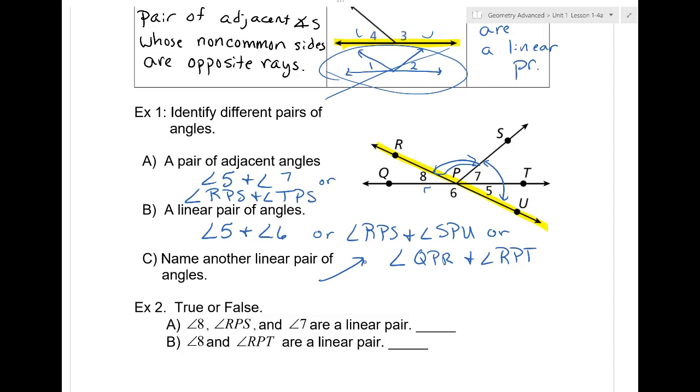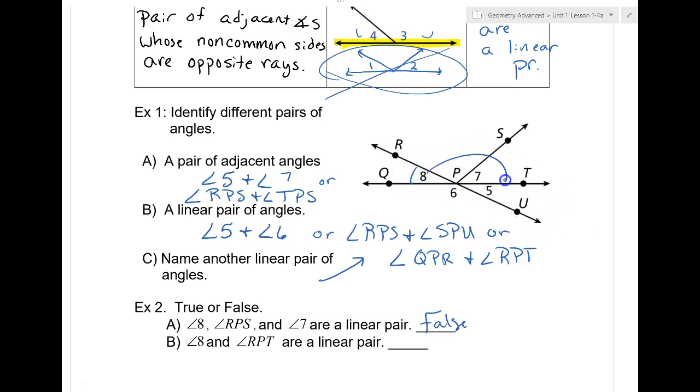Good stuff. Now, guys, you just had to be able to work with those. Now look at the next one. It says true or false. Angle 8, angle RPS, and angle 7 are a linear pair. What's your answer for that? What's the reason why it's false? This is really easy. Yeah, it's not a pair. 3 is not 2, right? It just doesn't work. How about angle 8 and angle RPT?